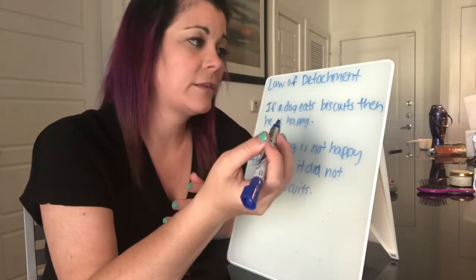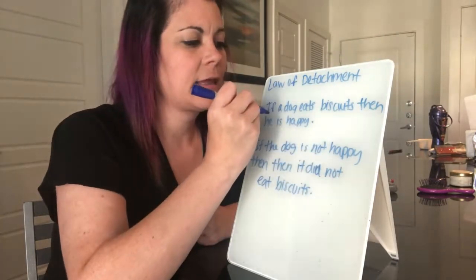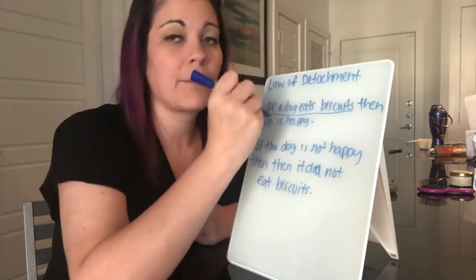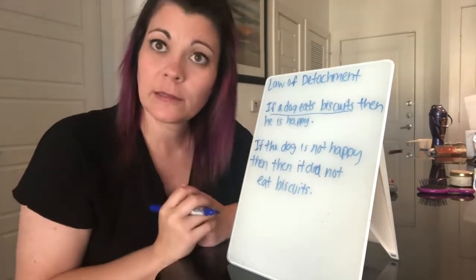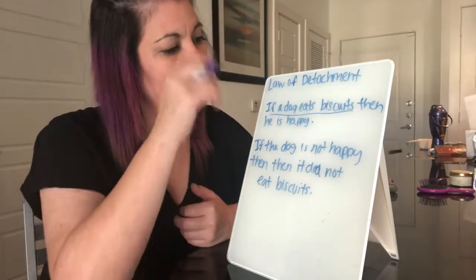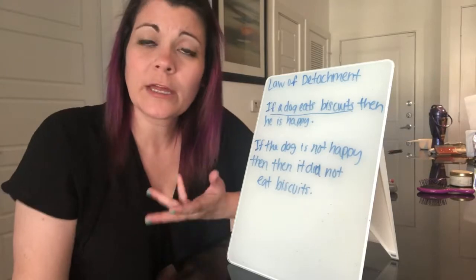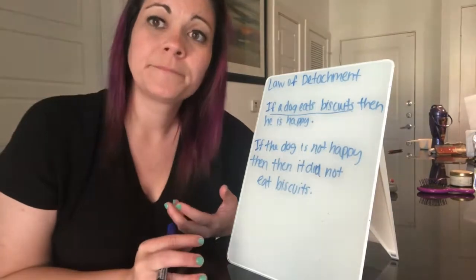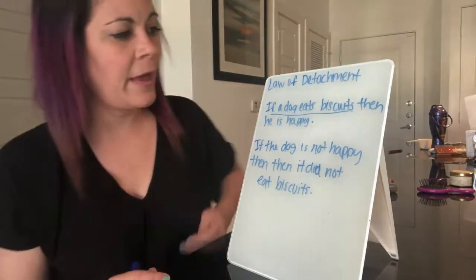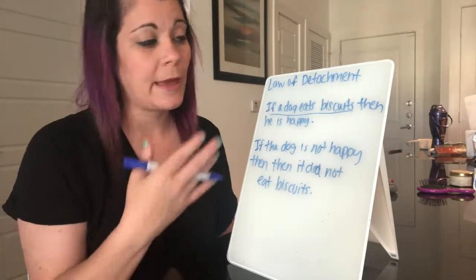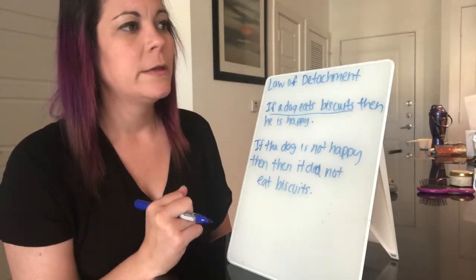And what the law of detachment says is if it's a true conditional statement and the hypothesis happens, then we can conclude the conclusion. So let's say a dog ate biscuits. So the hypothesis happened. So we can conclude that the dog is happy. If the hypothesis happens, then we can conclude that the conclusion happens as well.